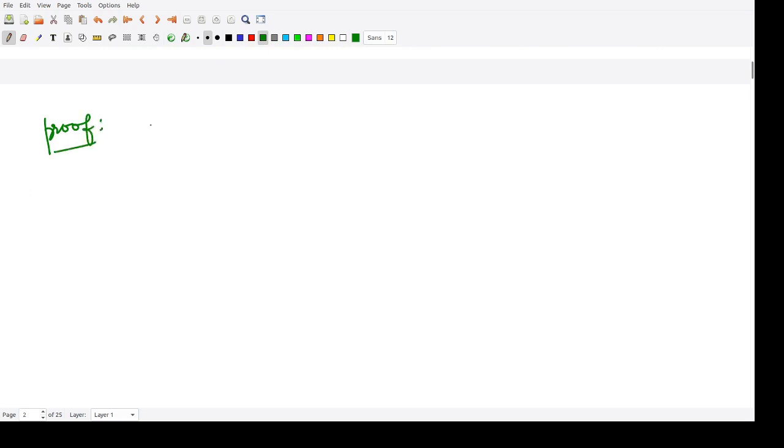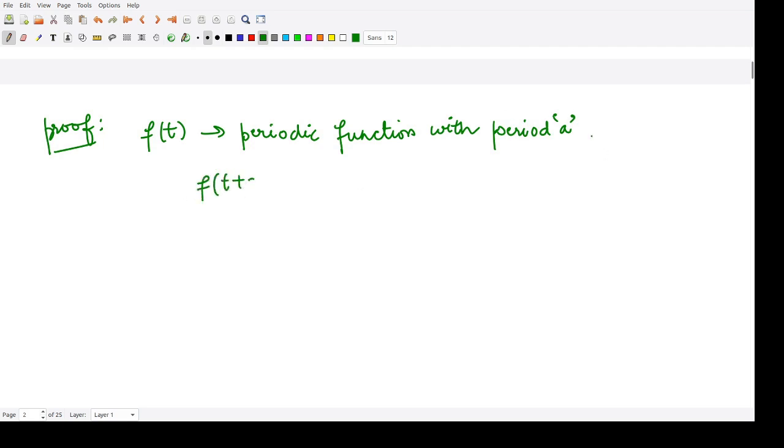So we assume, because it is given in the theorem, that f of t is a periodic function with period a. That means you could write f of t plus a is equal to f of t for all t greater than or equal to 0. So now we'll take the Laplace transform of the given periodic function.